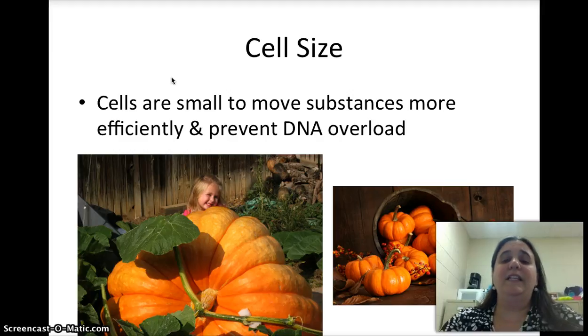Another reason is to prevent DNA overload. DNA is the control of the cell. It gives the instructions for the cell. So if there's too much cell, too much stuff, too big of a cell, then the DNA gets overloaded and it just can't give out instructions to all of the cell. And it just kind of freaks out and crashes.